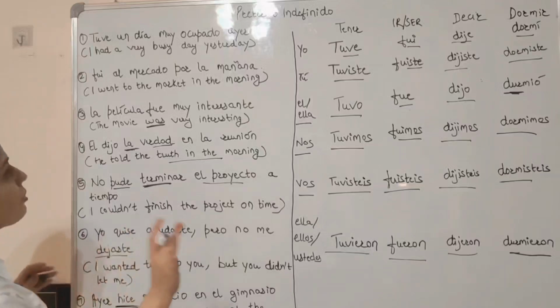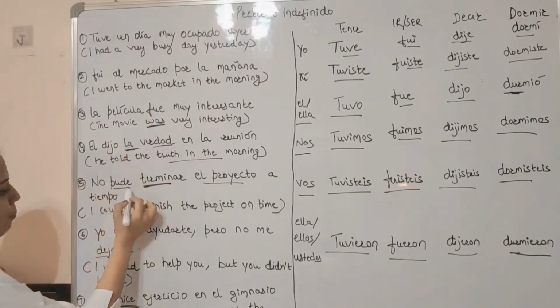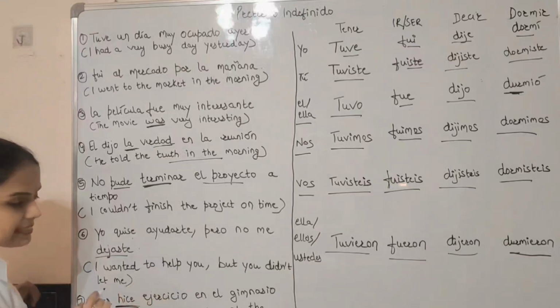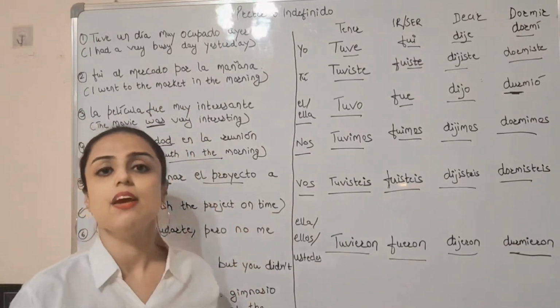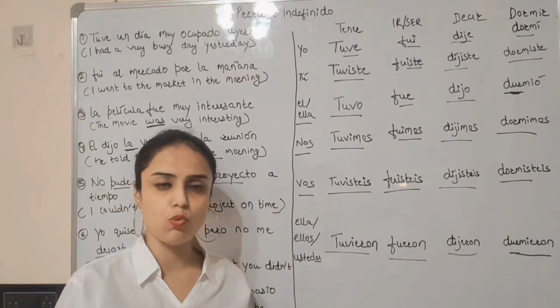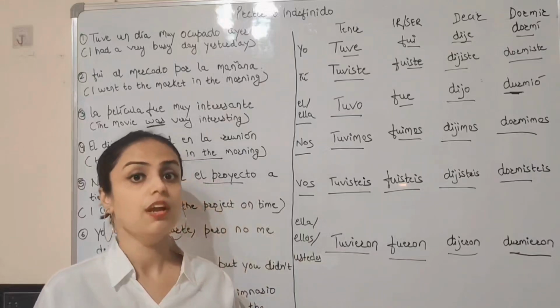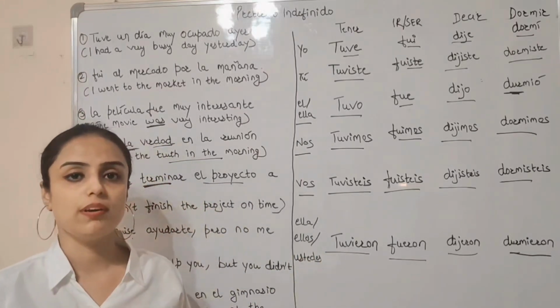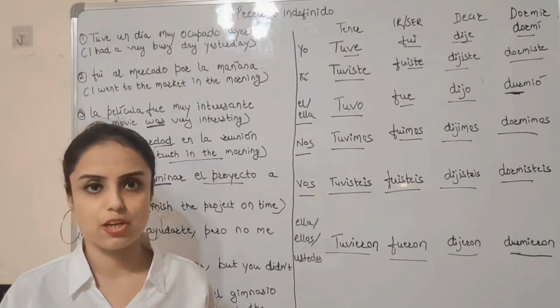So here I have given you examples of tuve, ir, ser, dijo, pude, quise, hice, so that you can understand how we will be using these verbs in the simple past tense. I'll request you to watch my first session and then this session. Then only you will be able to understand the simple past, which is pretérito indefinido in Spanish.